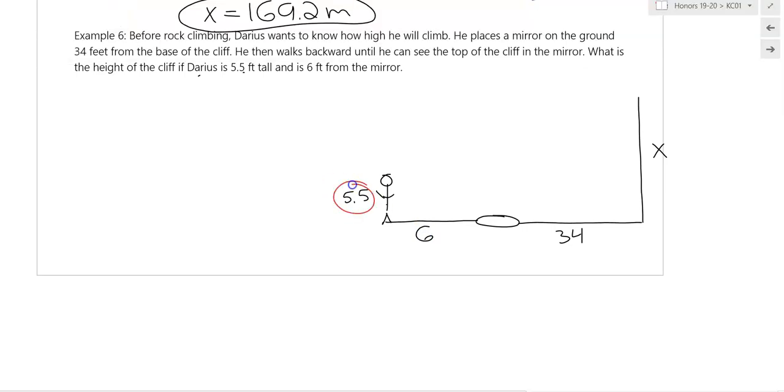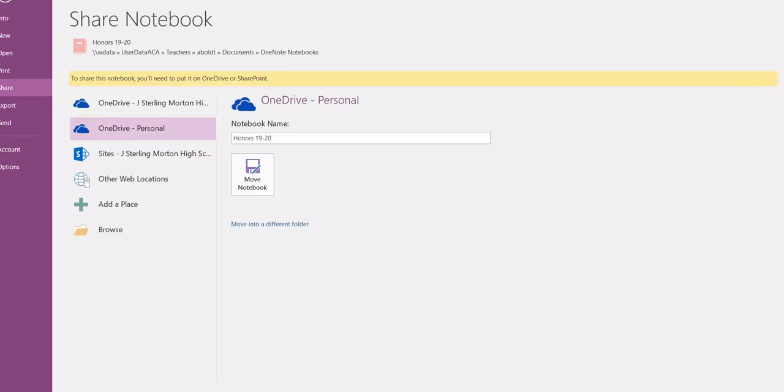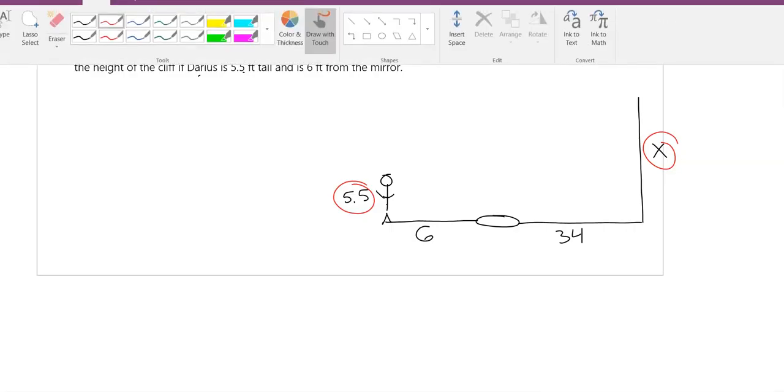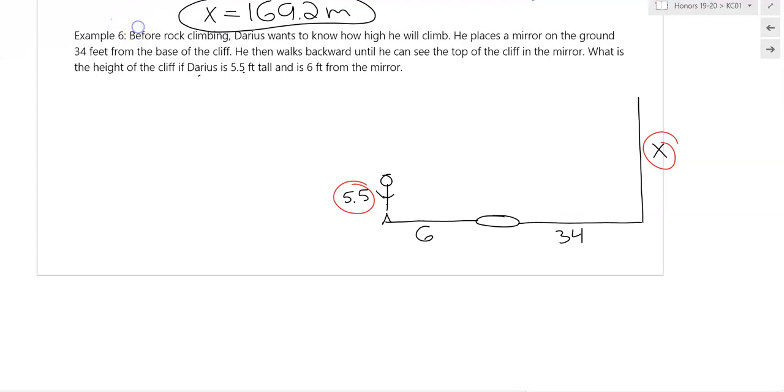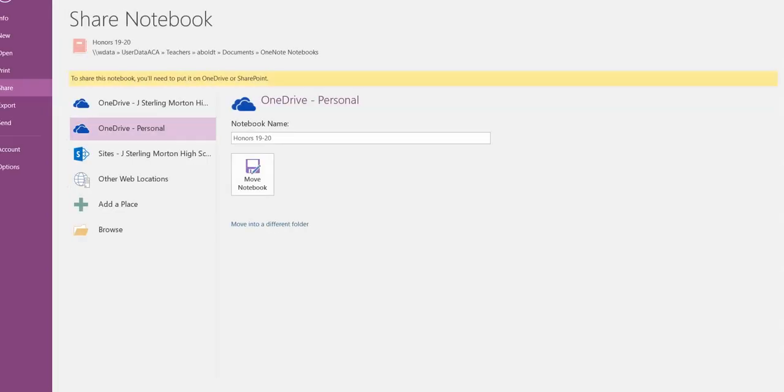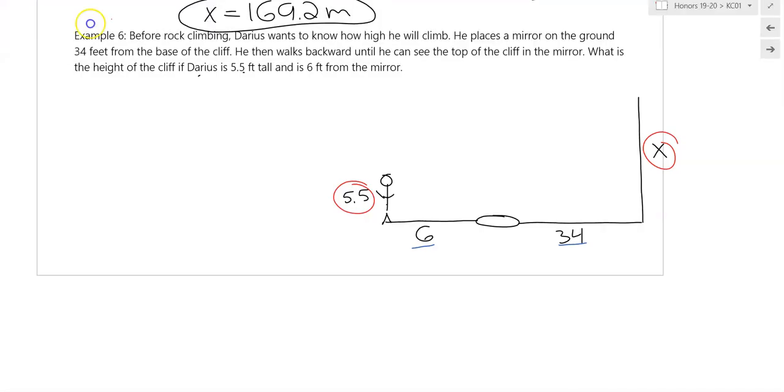So again, these are both heights, and then these are both distances from the mirror. So these go together and those go together. Now, again, we're just solving. X over 5.5 equals 34 over 6. Again, we do 34 over 6 because we chose this x first, so we have to choose this side first.